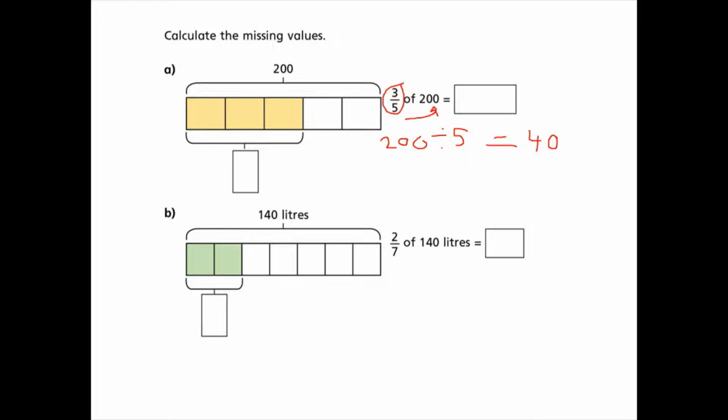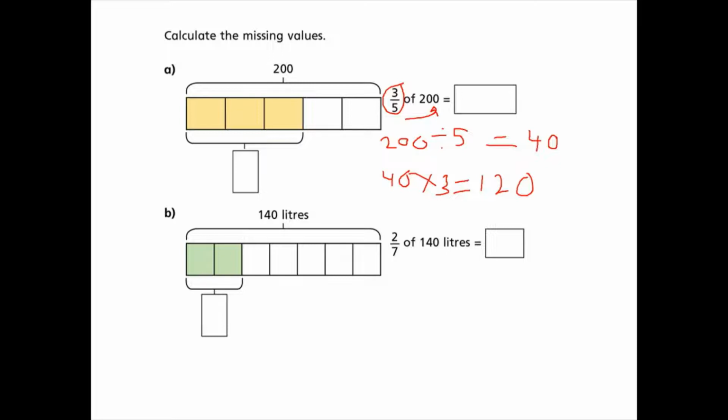Is my answer done? No, I want 3/5. So now I've got to multiply by the numerator. So 40 multiplied by 3. Excuse my drawing there. So we can use our number fact: 4 times 3 is 12, but it's 40 times 3, so it's going to be 120. Again, for this one, 140.